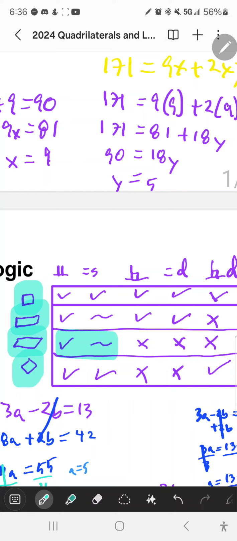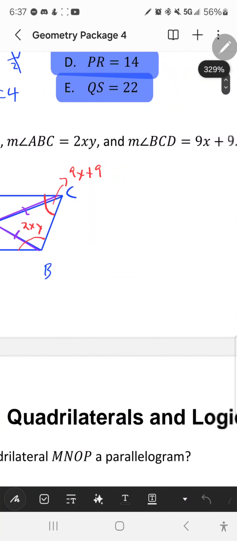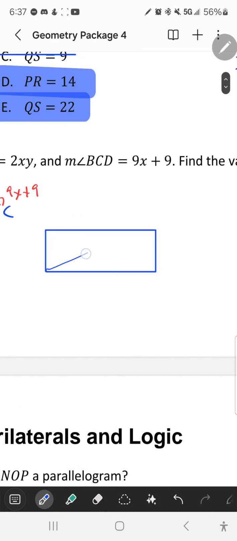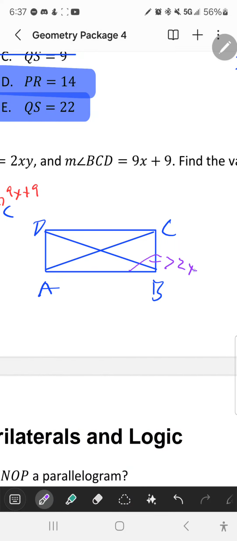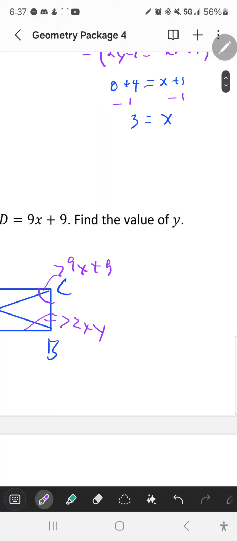So based on that, we can prove that the figure they are giving us is also a rectangle, and we can use the rectangle properties. So let's go back. I just established that this is also a rectangle, so better I draw it like this. A, B, C, D. We are looking for, this is 2xy, and this right here is 9x plus 9. I'm going to find y.